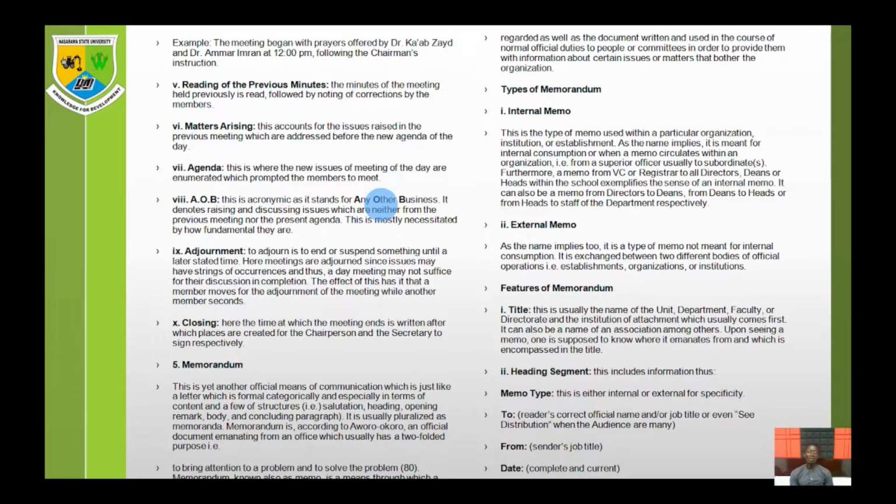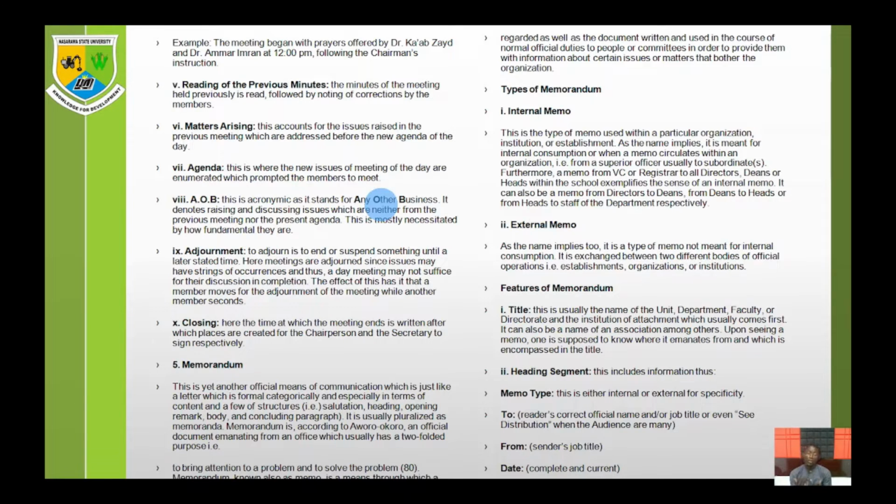The next topic is memorandum. This is yet another official means of communication which is just like a letter, which is formal, especially in terms of content and a few structures. Memorandum is another way of saying a memo. Memo is the shortened form of the word memorandum. Memorandum is looked at from different postulations by different writers or scholars, and it is an official document that emanates from an office which usually has a two-fold purpose: one, to bring attention to a problem, and two, to solve the problem.